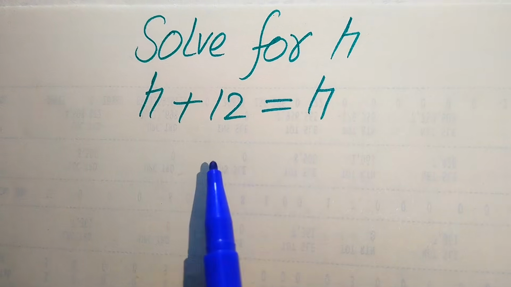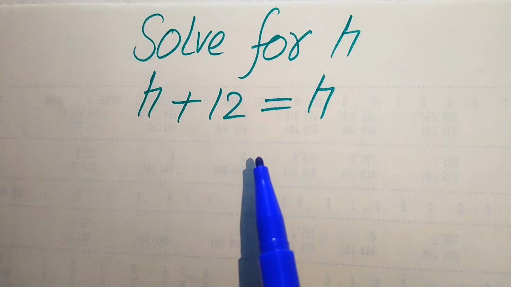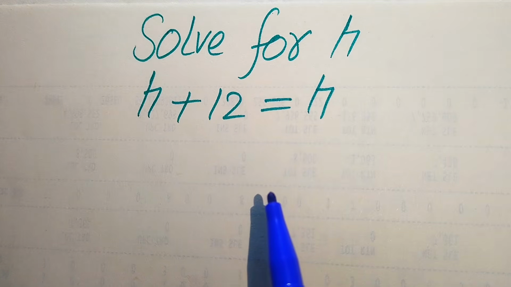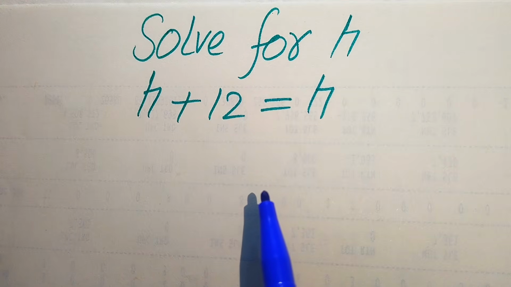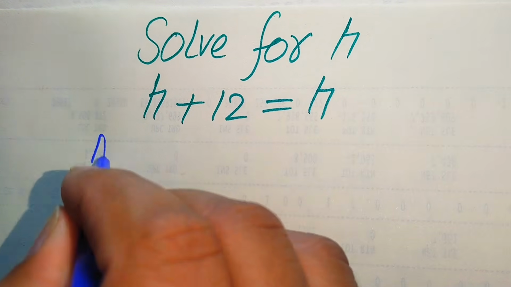So here we have h plus 12 is equal to h, and we solve this problem for all the values of h. First we need to find all the roots of this equation, and at the end we will verify which of the roots are solutions and which are extraneous roots. Further, we solve this problem by two methods.